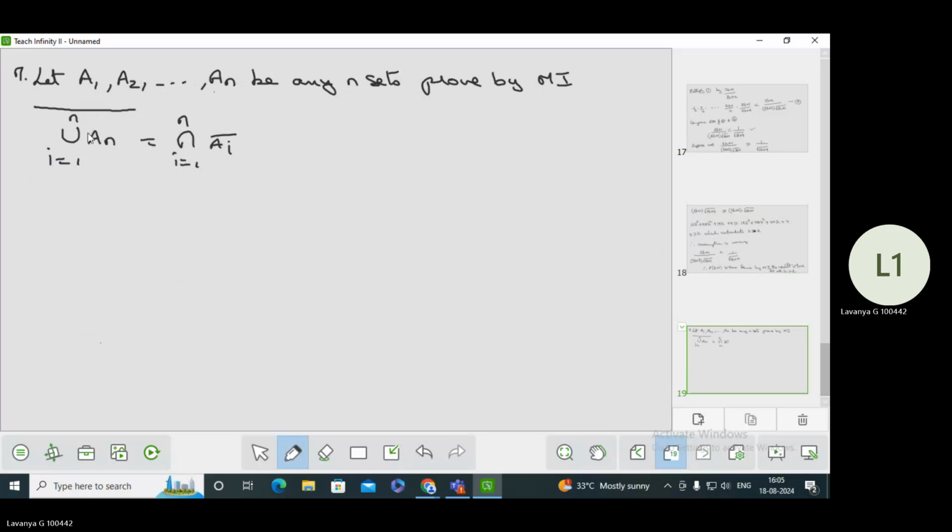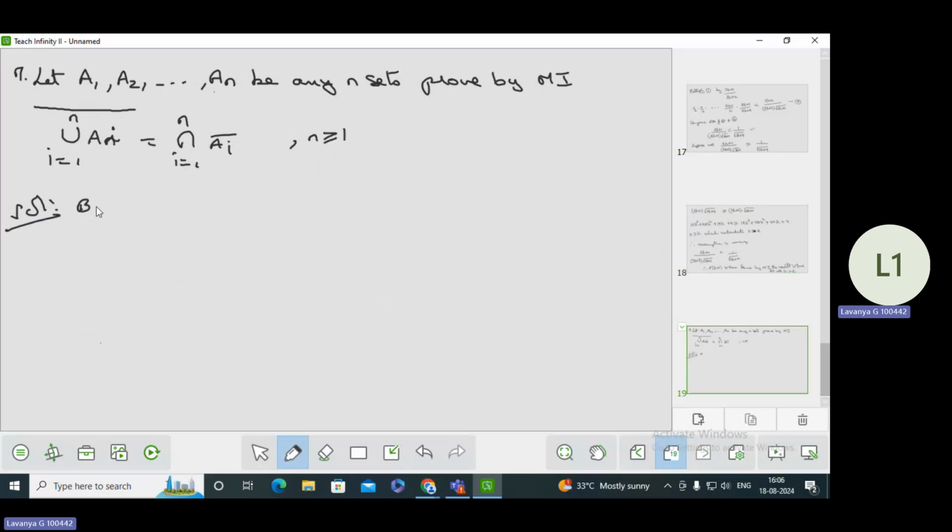Please note, on the right hand side the complement is applied to each set, excluding the operator, whereas on the left hand side the complement is inclusive of the operator union. Okay. Solution. How are we going to give the solution? It is true for all n greater than or equal to 1.